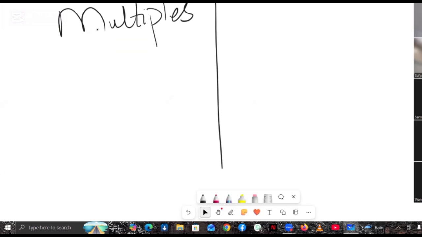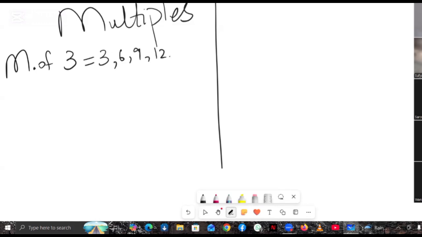Tables. Okay, if I am writing here multiples of 3, then tell me the multiples of 3. 3, 6, 9, 12... 25, okay, very good, 27, very good. After that, factors.